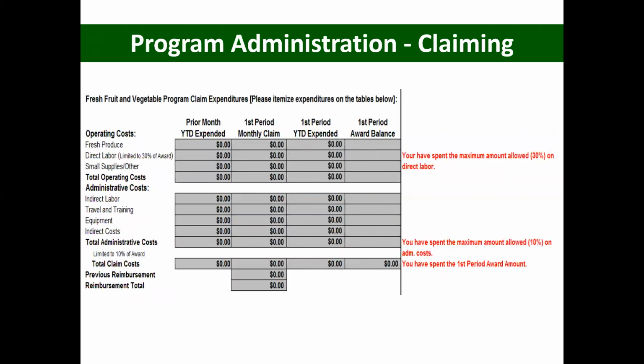And in this case here, it warns you if you've overspent in a certain area. Say you've spent more than 30% on direct labor, it's going to give you this red warning. If you have overspent on administrative costs, it's going to give you a warning if you overspent more than 10%. So just be aware of that.